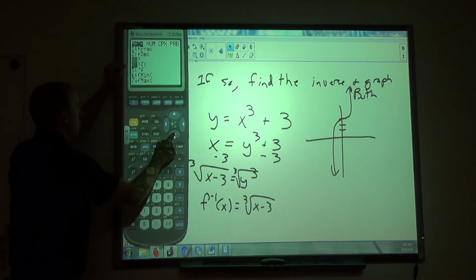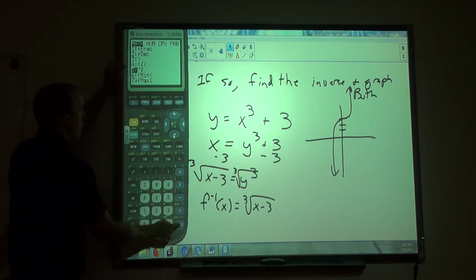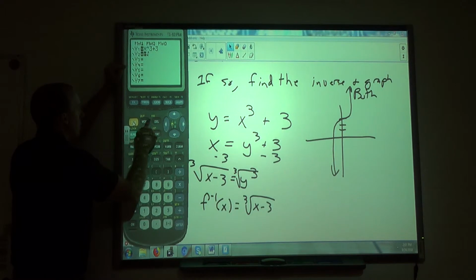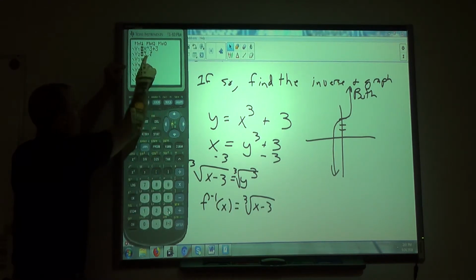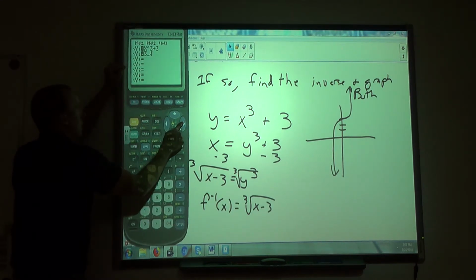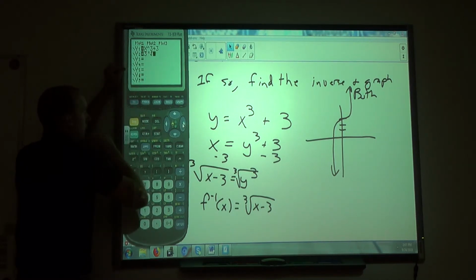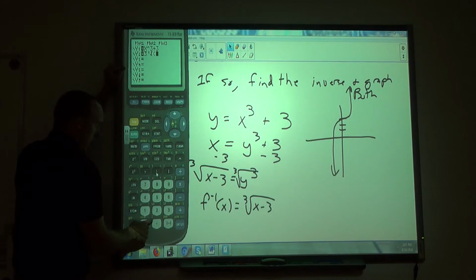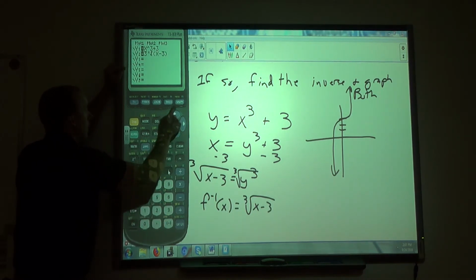Okay, and I could actually do that right here if I wanted. I'll show you how it works. Now I'm going to go second insert. So now on mine it has a 3 with that x there. In your calculator, because yours are newer, the 3 will just pop right in there for you. And then I would write x minus 3. Okay, and then I graph it.